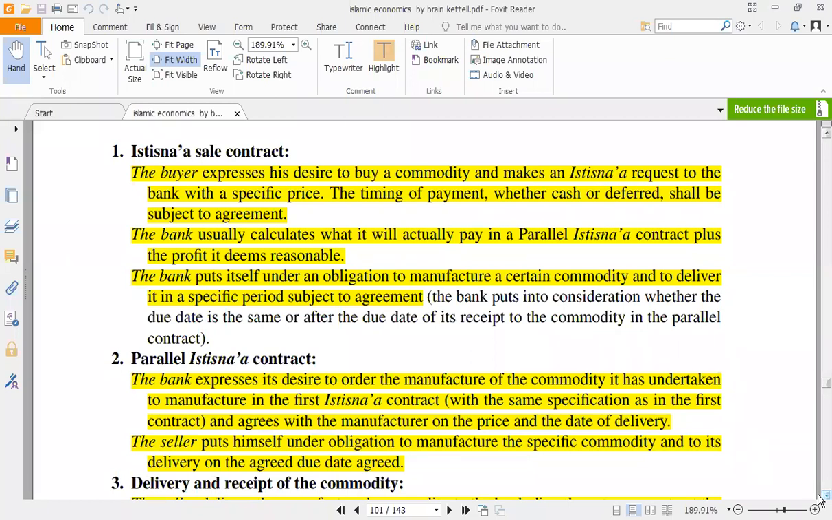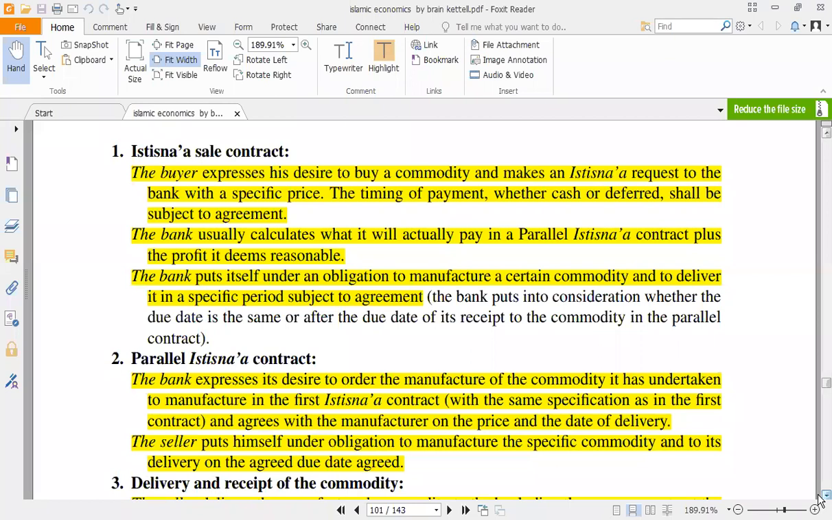This is just an explanation of first 5 steps. This is a further explanation of first 5 steps. Sale contracts. In the first part of istisna contract, in which bank works as seller, that is the sale contract.